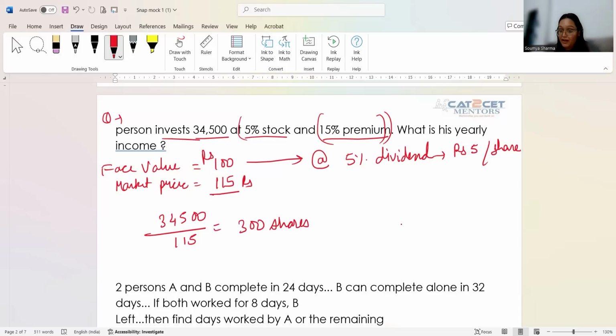In each share, I'm getting 5 rupees. So in 300 shares, how much do I get? My yearly income will be 1500. Okay, I hope it's clear.